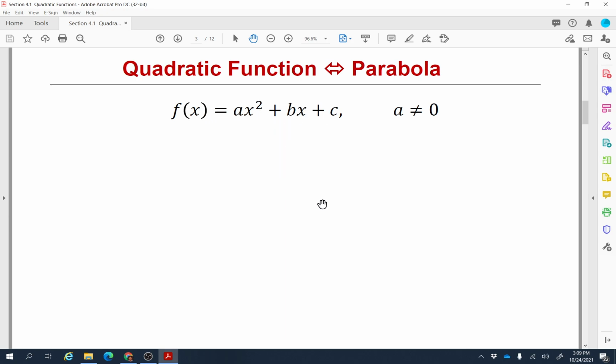Make sure that here a, b and c might be any real number, except a should be non-zero. The reason is, if a is 0, then this term would be gone, and you will have only bx plus c. That means it will be a linear function. So here a, b and c could be any real number except a must be either positive or negative. It cannot be equal to 0. Now this function is also called a parabola. If you try to plot the graph you will see it is a parabola.